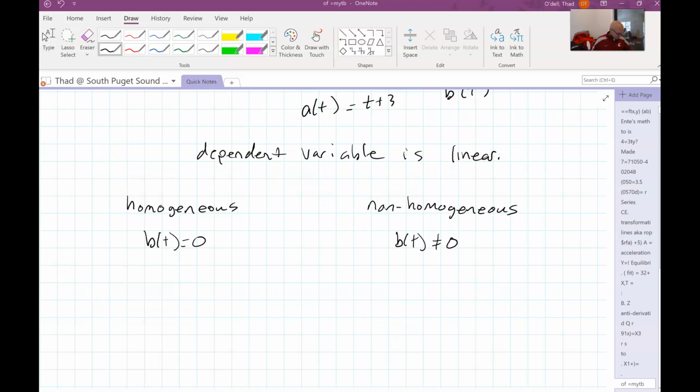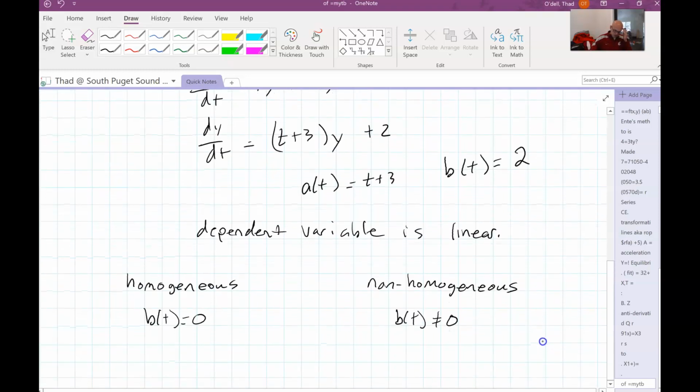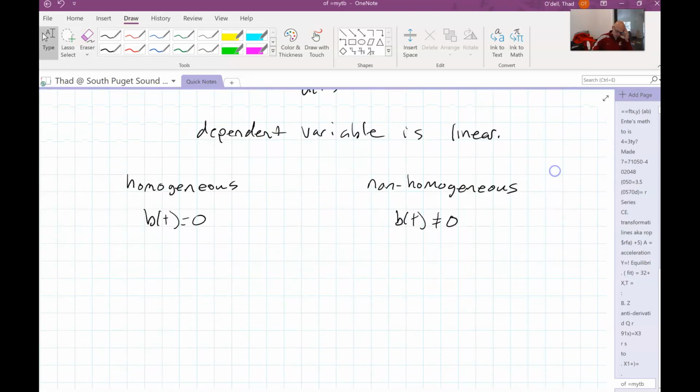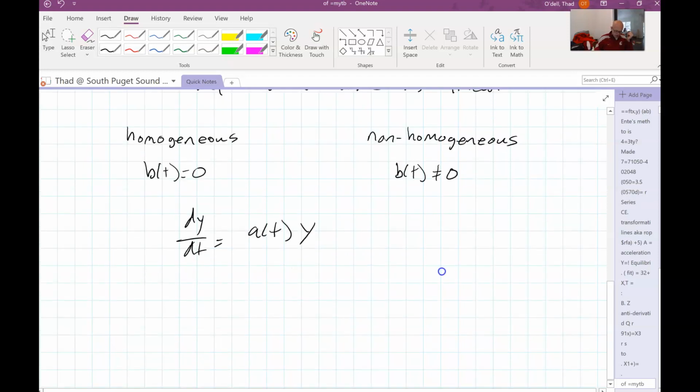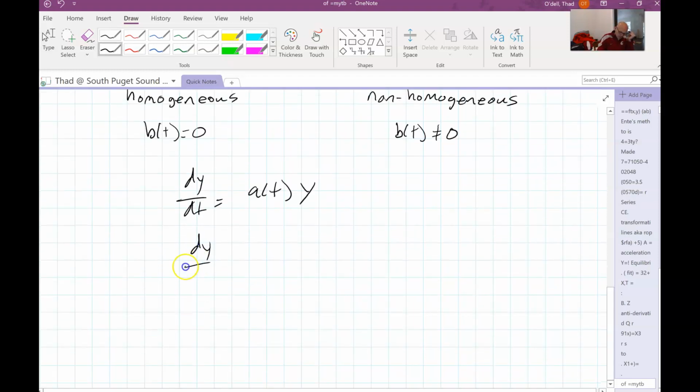I'm assuming that's obvious. Because if you have a differential equation in this form, then we can easily separate the t and the y from each other by going dy over y is equal to a of t dt. And so they're separable.